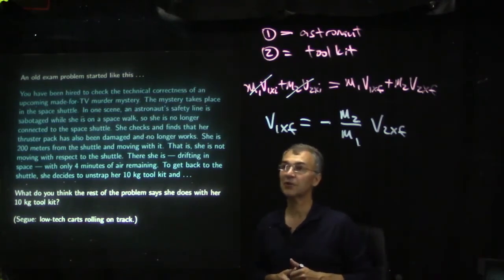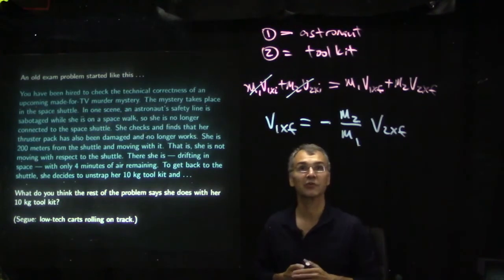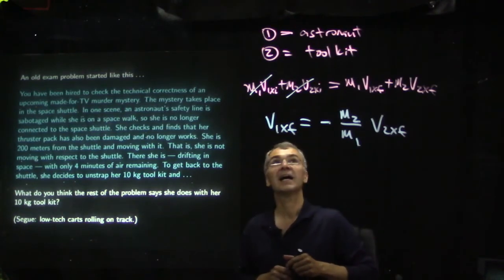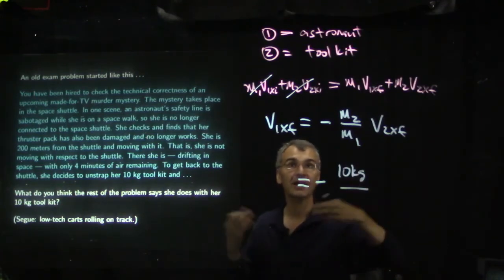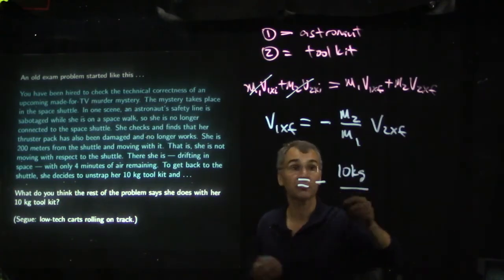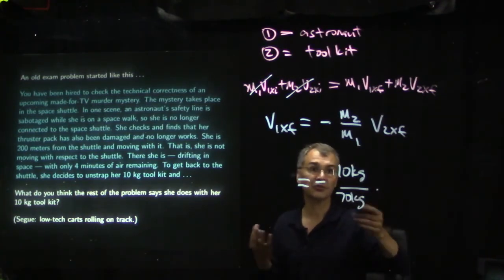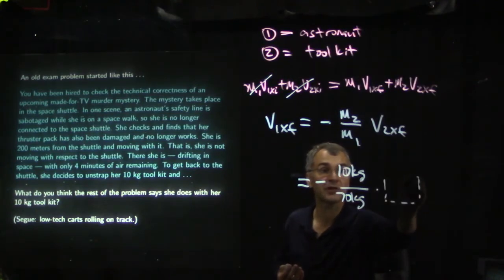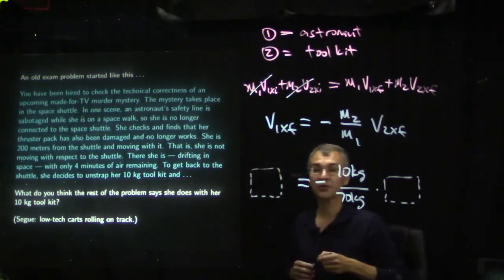Okay, so let's suppose that the astronaut's mass is, well, she's wearing a spacesuit. So let's say she's 70 kilograms with a spacesuit. And 2 is the toolkit. So this would be like minus, let's say the toolkit is 10 kilograms, and the astronaut without the toolkit, but with her spacesuit, is 70 kilograms. And then how fast can she throw it? Well, this is however fast she throws the toolkit. And then her final velocity toward the space shuttle.